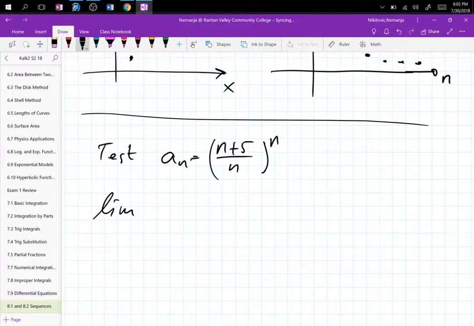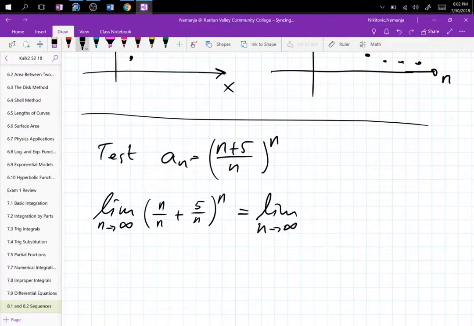We are supposed to look at the limit as n goes to infinity. Guys, this limit is extremely important. It's going to show up 15,000 times throughout this chapter, so strap in, right? What I'm going to do is break this into 2 separate fractions. This becomes now 1 plus 5 over n to the n, which is e to the 5.